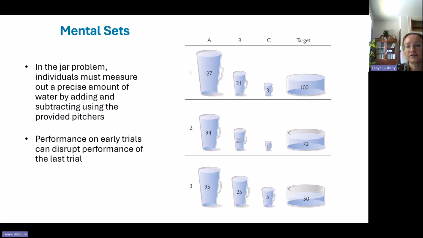Here's an example of a mental set problem. There are 3 examples here, but when this experiment was done with participants, they used more. Maybe it was 5, maybe it was 10. So if you look at the first one, can you think of a way that you could fill a container with 100 mils of water just using these other containers? Just using those containers A, B, and C to fill the target with 100 mils of water, what would you do there?